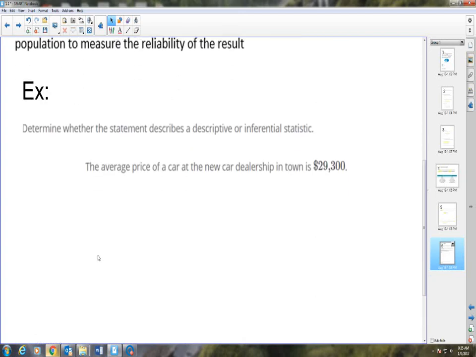All right, let's try some examples here: determine whether the statement is descriptive or inferential. Let's see if we can figure this one out. The average car price at the new car dealership in town is $29,000. So the word average price in this town is $29,000. That has to be descriptive.